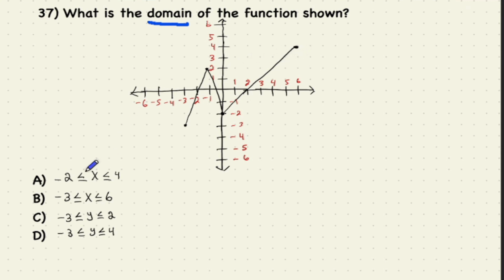So let's just say hypothetically that you didn't have this less than or equal to x and this less than or equal to. Well, just read it as -3 to +6. Which answer choice is that? Well, that is answer choice B, which is the correct answer, by the way. So we have -3 is less than or equal to x, x less than or equal to 6. Okay? So answer choice B is the correct answer choice. And let's move on to number 38.